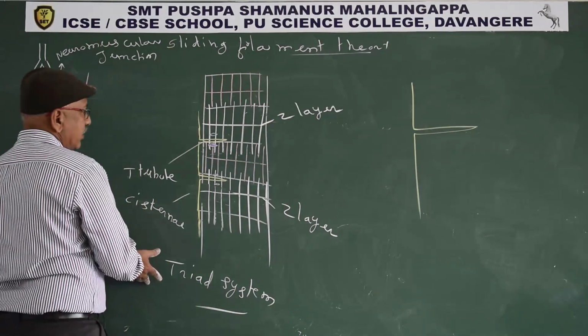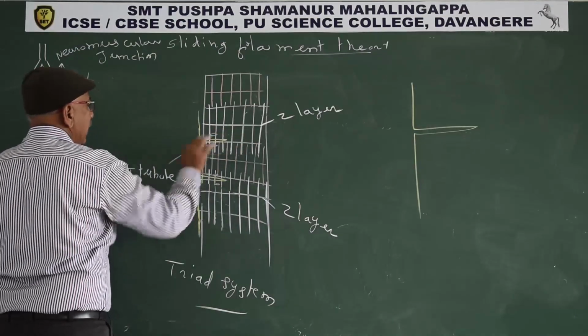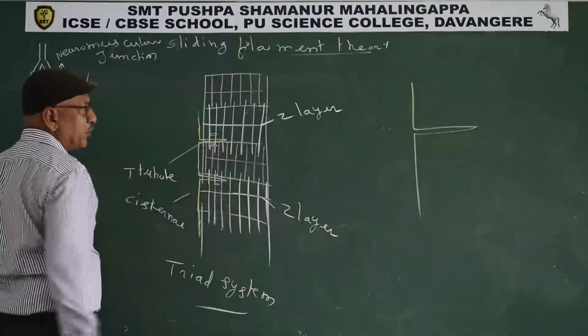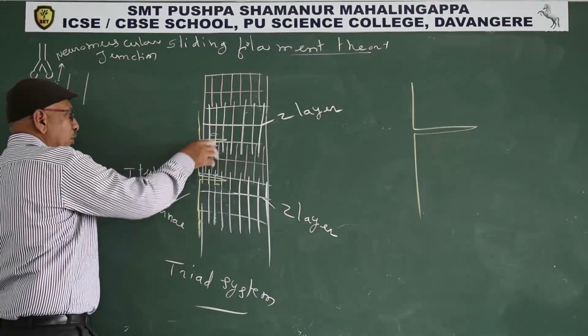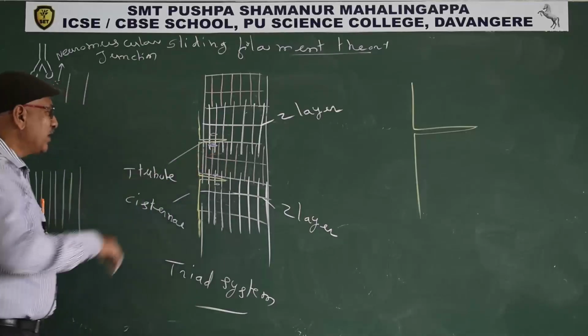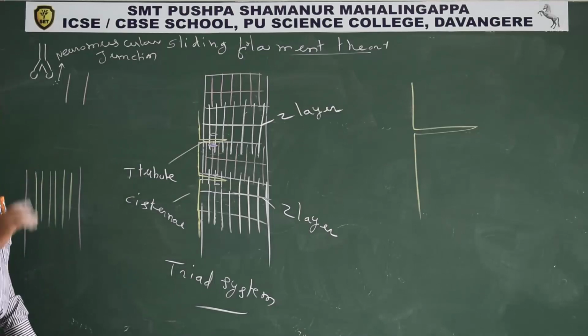How is the triad system formed? The sarcolemma invaginates between I band and A band. T-shaped tubule is formed. Cisterna present above the T-shaped tubule and cisterna present below the T-shaped tubule, these three structures together are known as triad system.